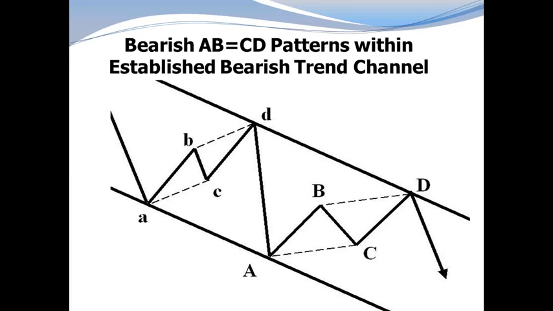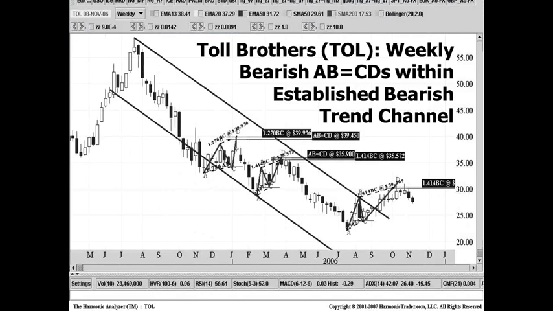In the same manner, bearish ABCD patterns within established bearish trend channels mark important continuation points within a downtrend. On this chart of Toll Brothers on the weekly, we see multiple bearish ABCDs within the established bearish trend channel. The important concept to garner from this chart is that these ABCD patterns formed well into the established downtrend.